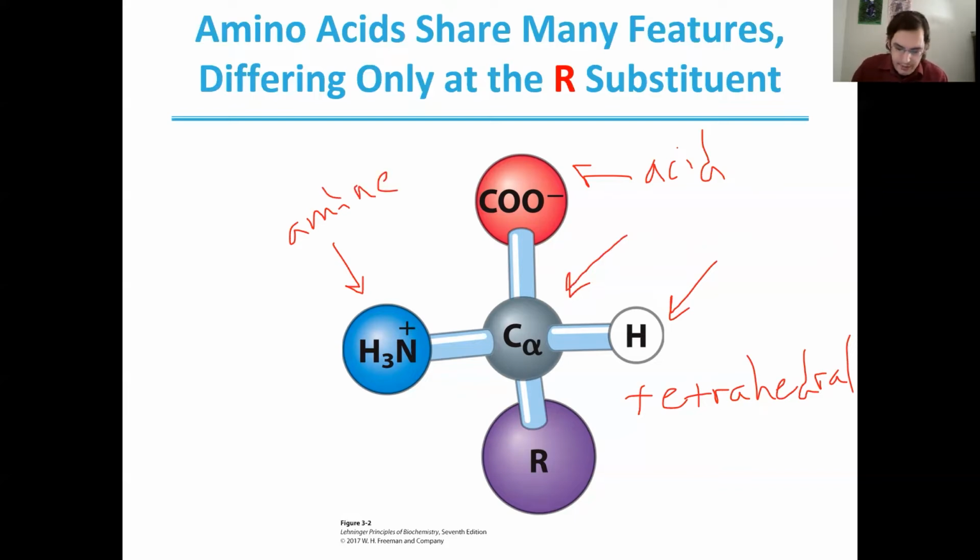And then this last group down here, marked with an R, is our variable side group. So this group will change between different amino acids. So in our body, we commonly have 20 different amino acids, and each of those 20 different amino acids will have something different attached here at this 4th position in order to create the variety within our amino acids.